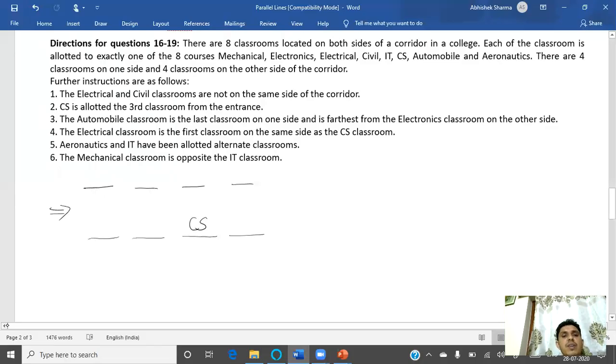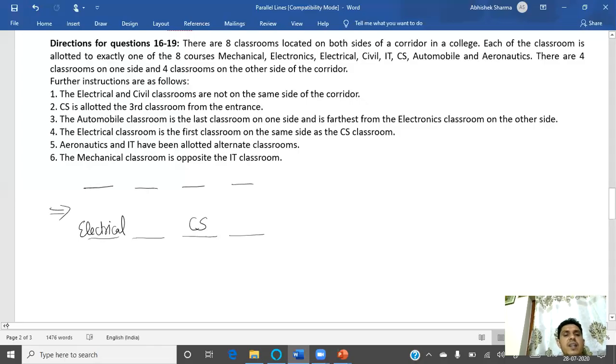The automobile classroom is the last classroom on one side and is farthest from the electronics classroom on the other side. Okay, this time we cannot fill it. Statement number 4: the electrical classroom is the first classroom on the same side as the CS classroom. That means we can place electrical here, because he is saying that the electrical classroom is the first classroom. Thereafter, aeronautics and IT have been allocated alternate classrooms. The mechanical classroom is opposite the IT classroom.